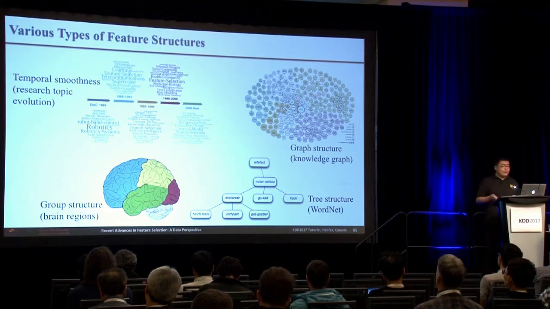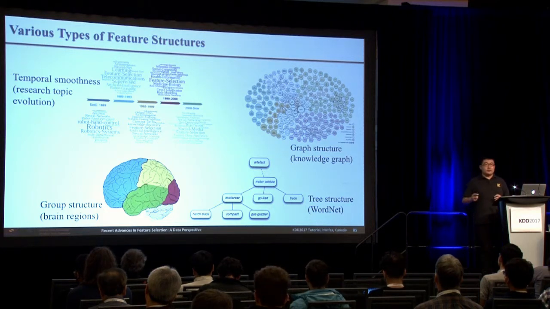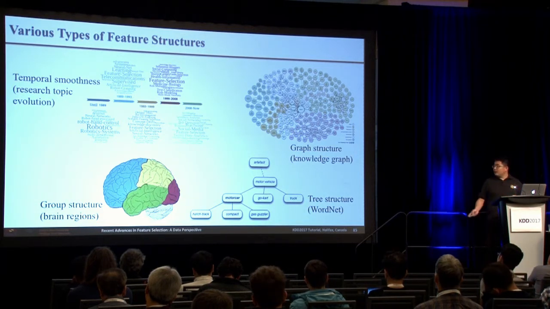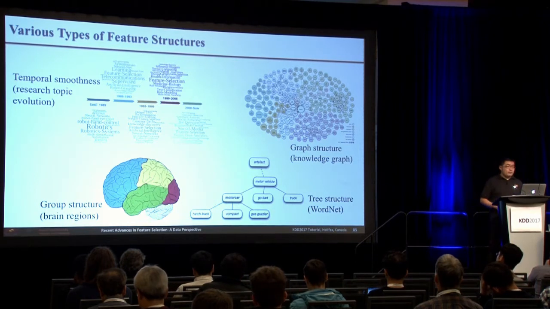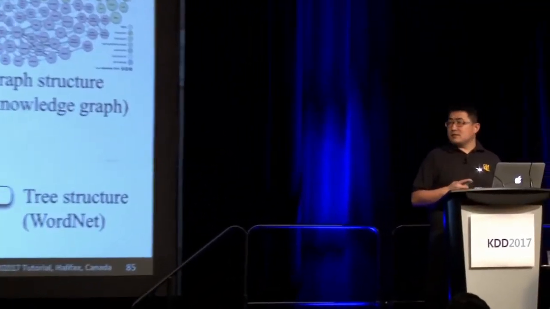We may also have graph structures among features. For example, in this knowledge graph, we may have various types of relations among different entities, and these different relations form a graph structure. Lastly, we may have tree structures among features, such as the different words or concepts in a lexical database such as WordNet. These features are organized in a hierarchical way and form a tree structure.